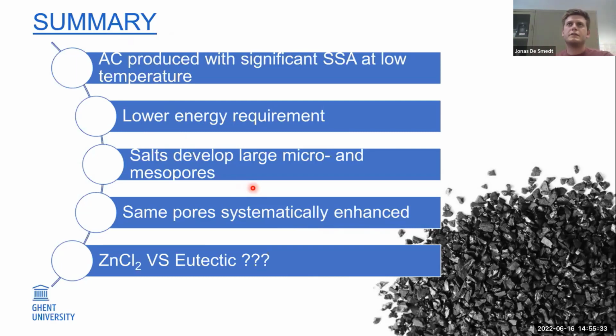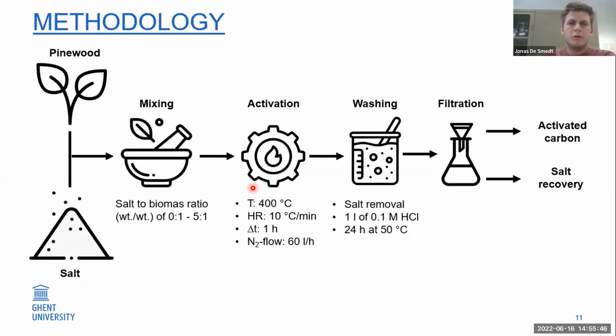But then you can also ask yourself, okay, why do you use this eutectic mixture, and why don't you just use pure zinc chloride? Well, in the second part of the research, we made a comparison. So we started off from our optimal points, which we obtained in the first part: 400 degrees Celsius, salt to biomass ratio 5. And then we compared it for the eutectic mixture.